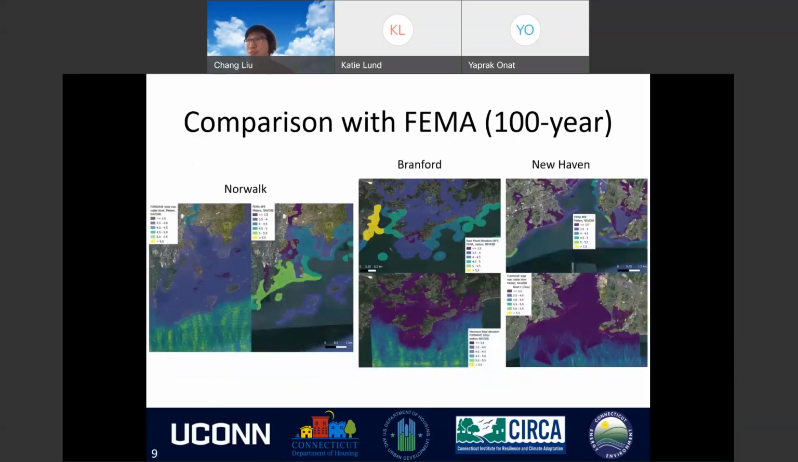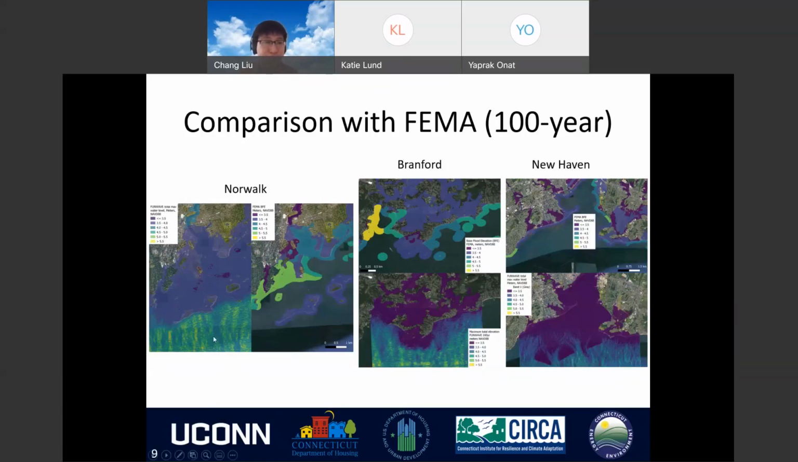So now we are confident with the model setup, and then we assess the projected 100-year scenario flooding maps against the existing products. Firstly, we compare with FEMA. So for these three areas, the FUNWAVE results are here on the left and on the bottom. I apologize for the small words in the legend, but with the color you can see that the lighter the color is, the higher the total water level.